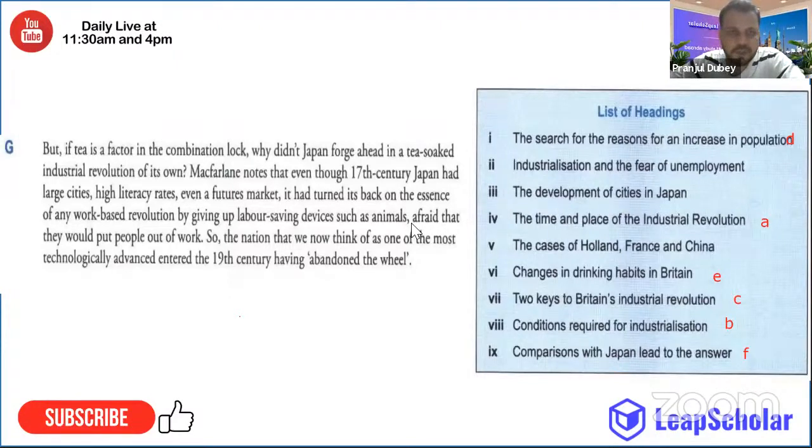Development of cities in Japan. This is a small paragraph, so we can completely read it. Let's do it, boys. Guys, there is too much 3 and 2. Stop it now. Read it with me. But if tea is the factor in the combination lock, why didn't Japan forge ahead in a tea-soaked industrial revolution of its own?